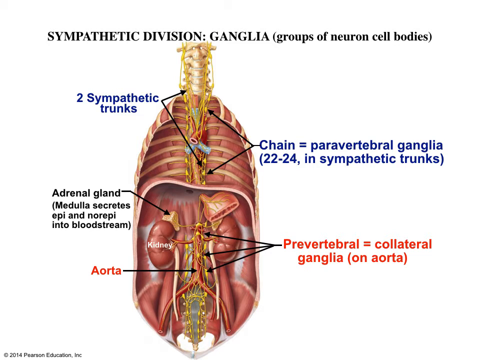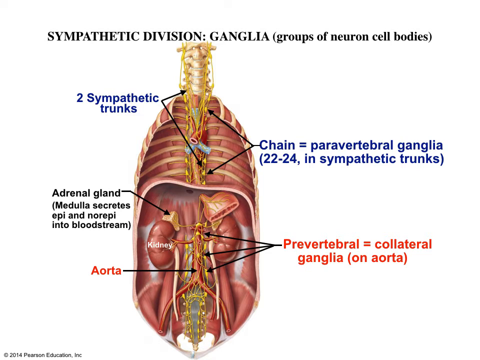In addition to these chain or paravertebral ganglia, resting directly upon the abdominal aorta, remember the aorta is the largest of the blood vessels, and as a group, these ganglia sitting upon the aorta are called prevertebral or collateral. They all have names, which we're not going to learn, but we will just address the main title. Again, prevertebral or collateral upon the aorta.